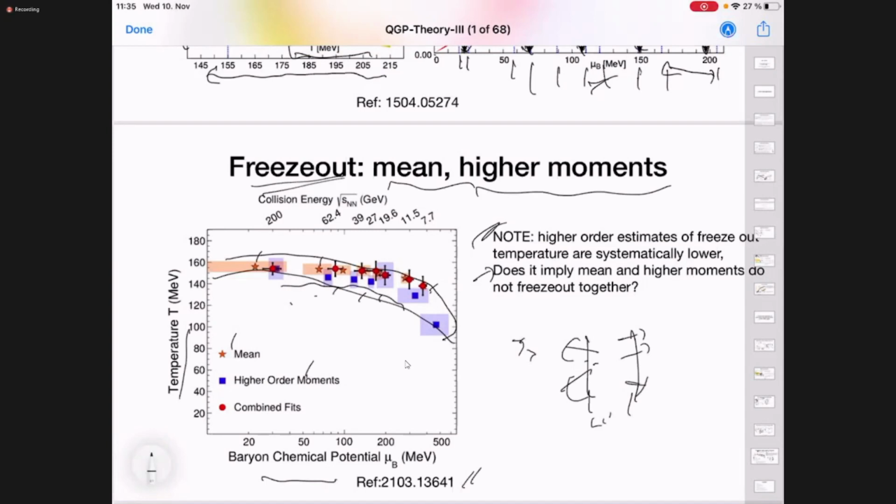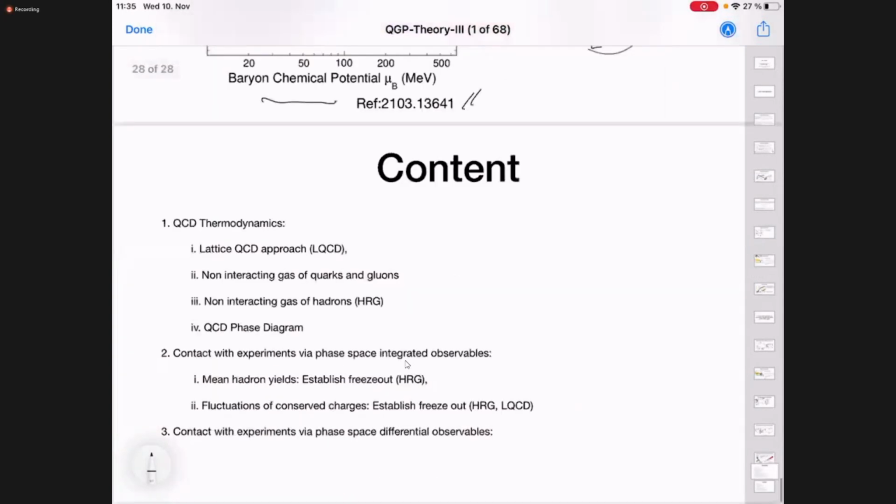But anyway, these are debates and topics of ongoing research. For a 0th statement, I think this is quite a robust estimate that we have now. Okay, so I think I will stop here. We have now covered till here, and in the next lecture, we will look at contact with experiments via phase-space differential observables.